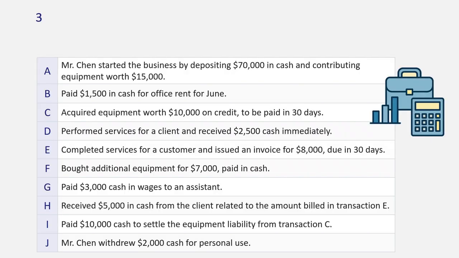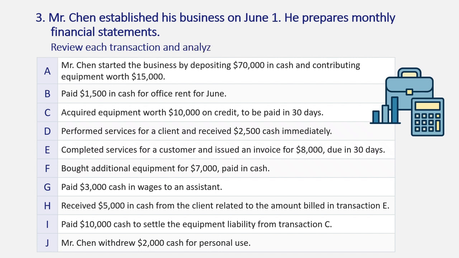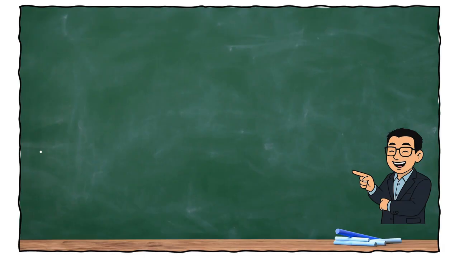Question number 3. Mr. Chen established his business on June 1st. He prepares monthly financial statements. Review each transaction and analyze its effect on the accounting. Let's look at transaction A for Mr. Chen's business.